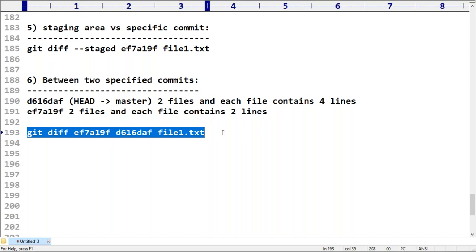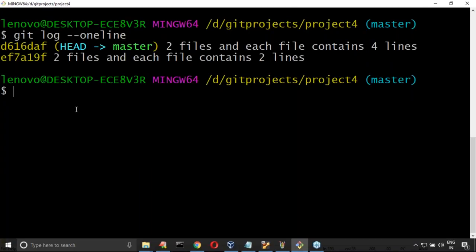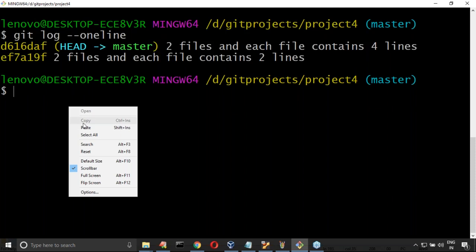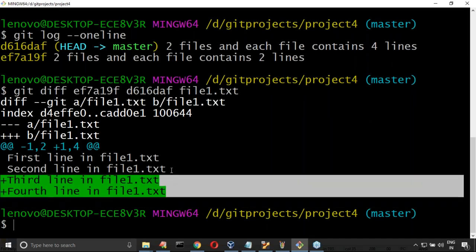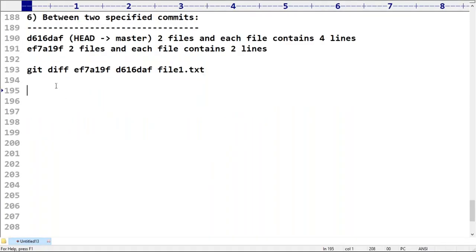Now observe this one. The source is the first commit and the destination is the second commit, because in that order I specified. So here 2 lines extra are added in the second commit. Now my requirement is, let me interchange these two. Now observe, git diff. First I'm taking the source copy as the last commit, and the destination copy as the first commit.